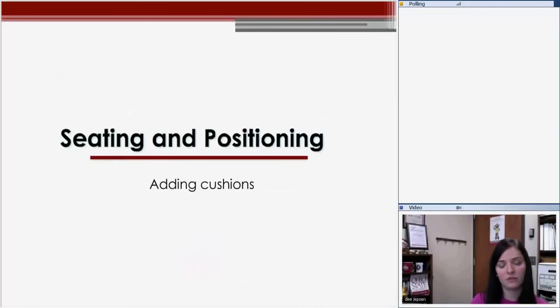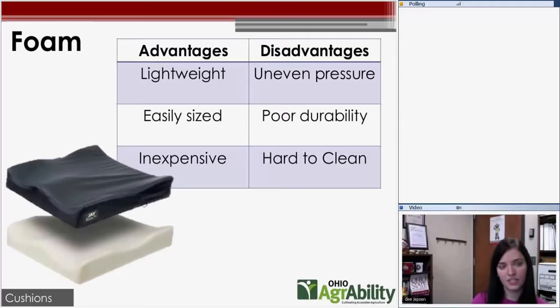Now we're going to talk about cushions, related to seating and positioning. The first type of cushion is a foam cushion. These are pretty common. They're what you see in most power chairs or custom manual chairs. They are lightweight, easily sized, and fairly inexpensive. They don't offer even pressure relief, and they have to be replaced fairly often because they're not as durable as some others. They can also be hard to clean, which, if you're an agriculture user, may be an important point for you to consider.